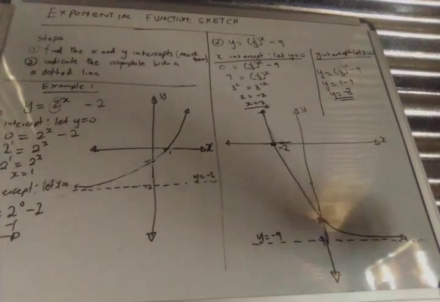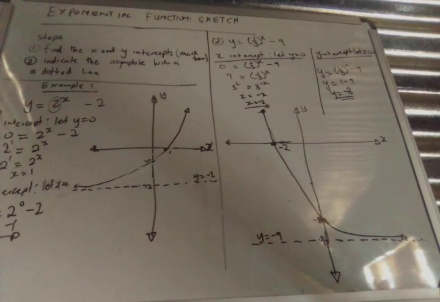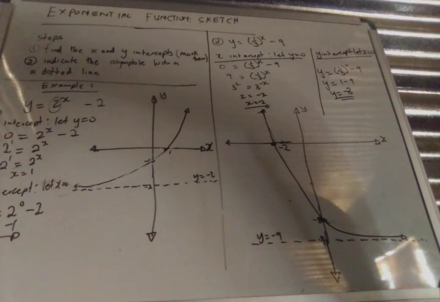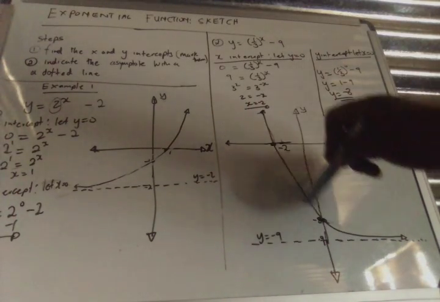From here we also have the asymptote, which is y equals minus 9. Because of that, we indicate it through a dotted line. Then from there we just have to join the points, with the dotted line indicating the asymptote.